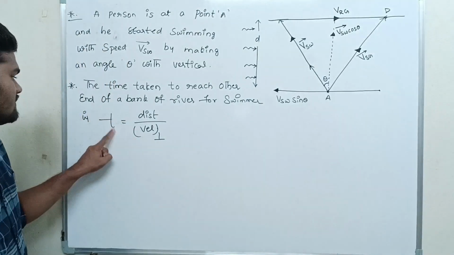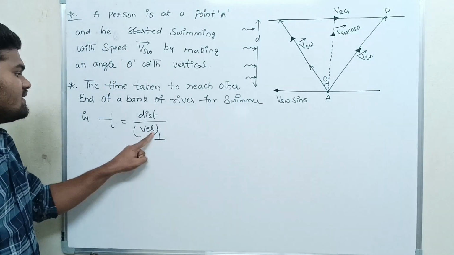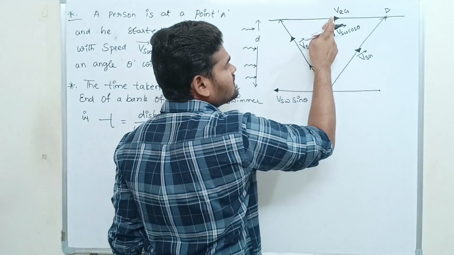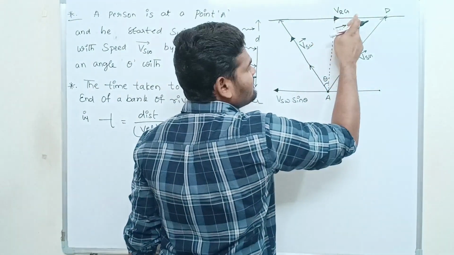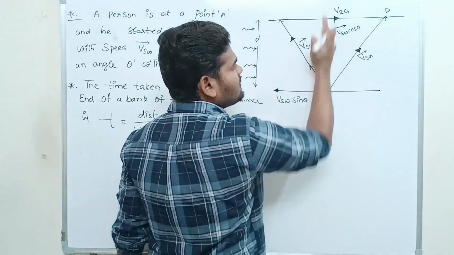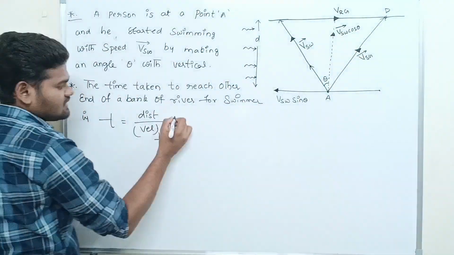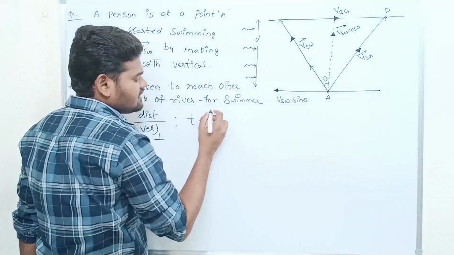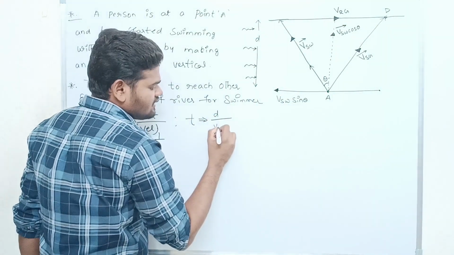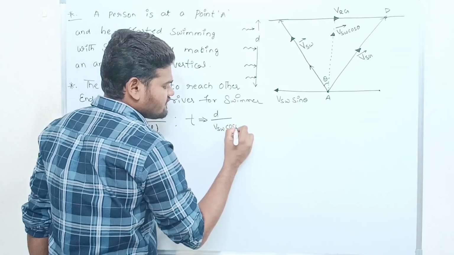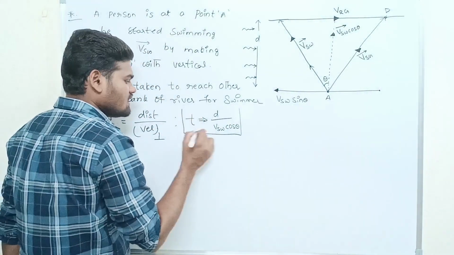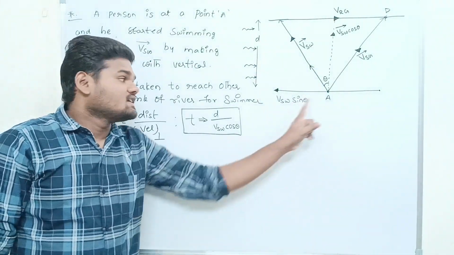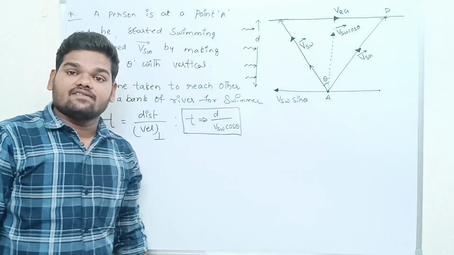Now what we need to find is the time. So time t is equal to distance by velocity perpendicular to the velocity of river with respect to ground. So what is that perpendicular component? VSW cos theta. So t is equal to, what is the distance? Distance is nothing but the width of the river divided by VSW cos theta. So this is the time taken for the swimmer to reach the other end of the bank.